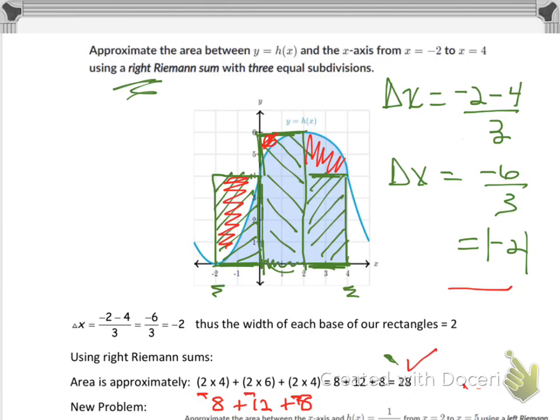And that is the area approximated using the right Riemann sums method with an n, which n stands for the number of equal bases for your rectangles, and n of 3. So let's move on to the next page.